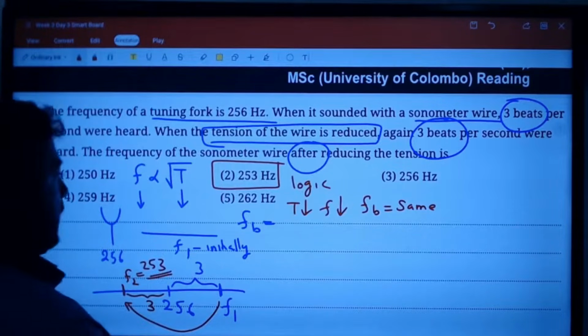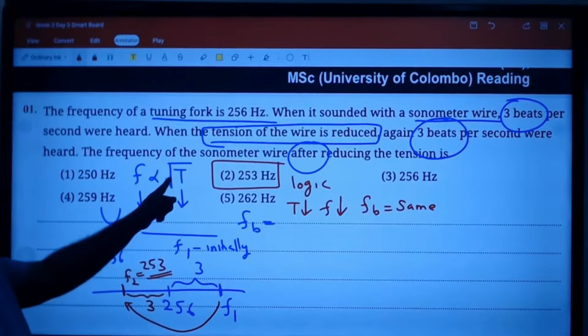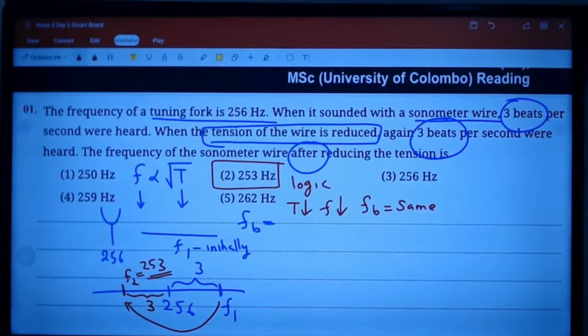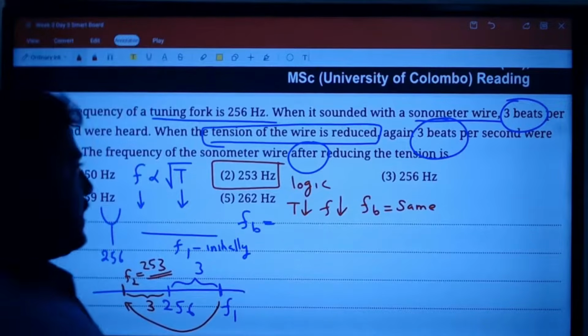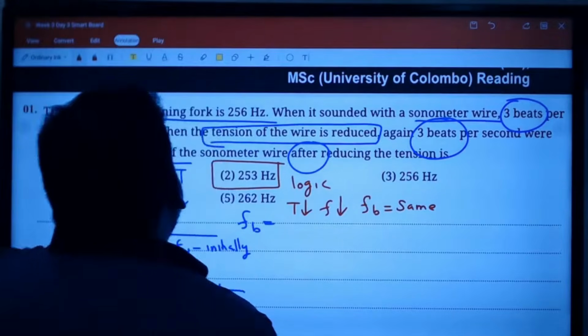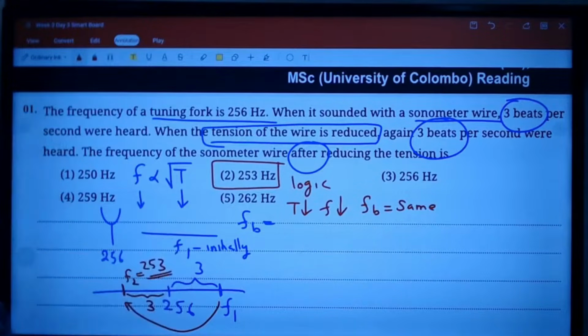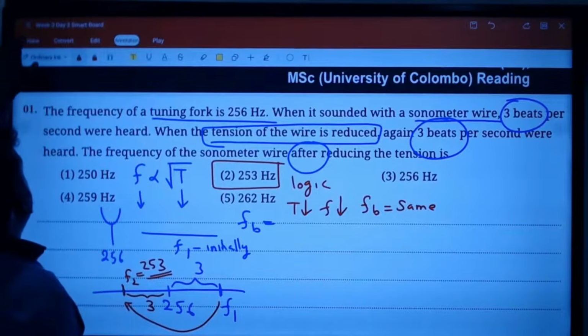When the tension reduces, the frequency will reduce. Therefore, the final frequency will be less than 256 Hz. Okay. Right. Moving on.